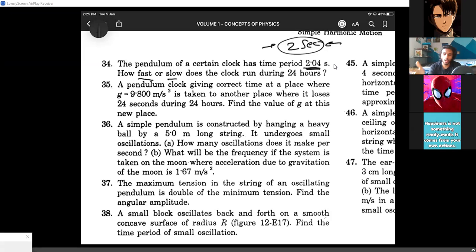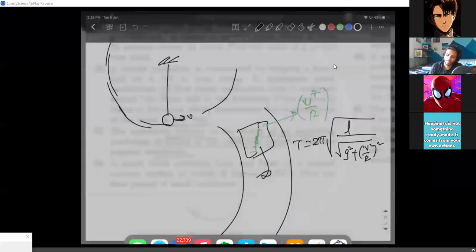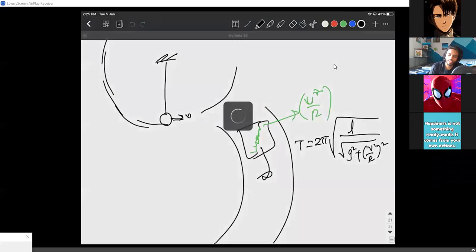Okay, so all these questions, and then looking at 35, 36. In 36 he's asking about the frequency on the moon, so it's an easy one. Then the question: the maximum tension in the string of an oscillating pendulum is double the minimum tension. So where do you find the maximum and minimum tension in a pendulum? Anybody? Maximum when it's going down, at the lowest point.